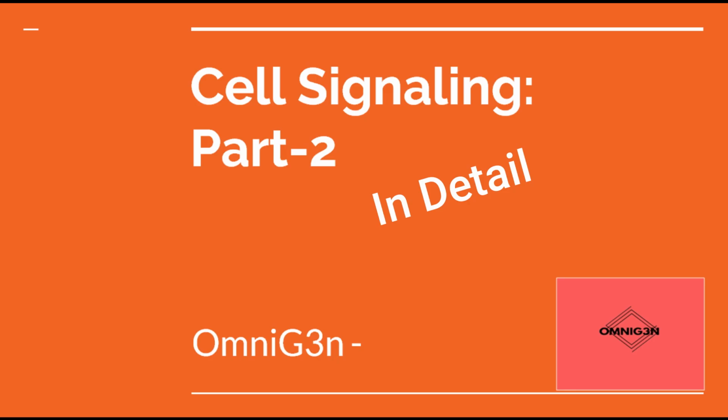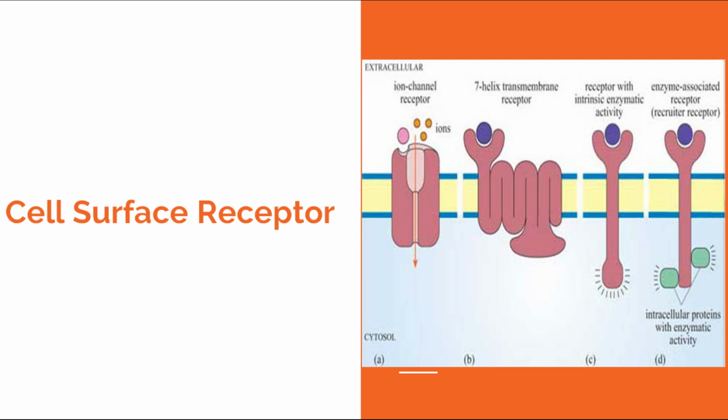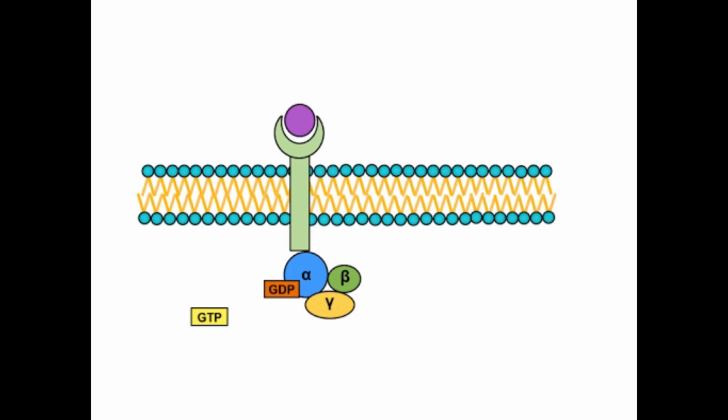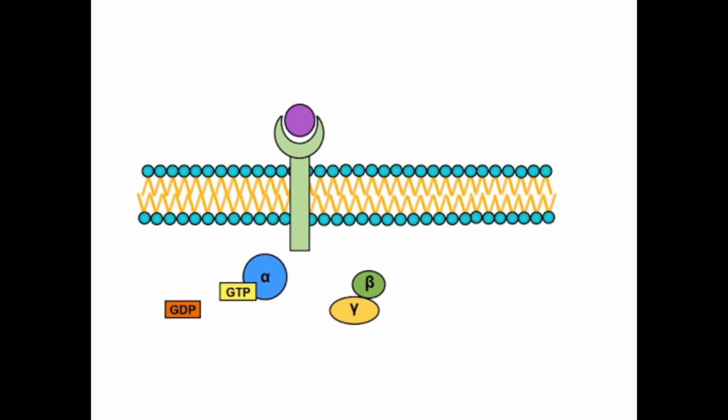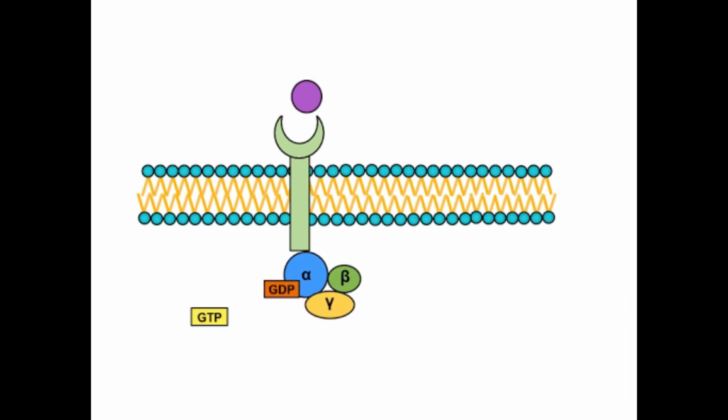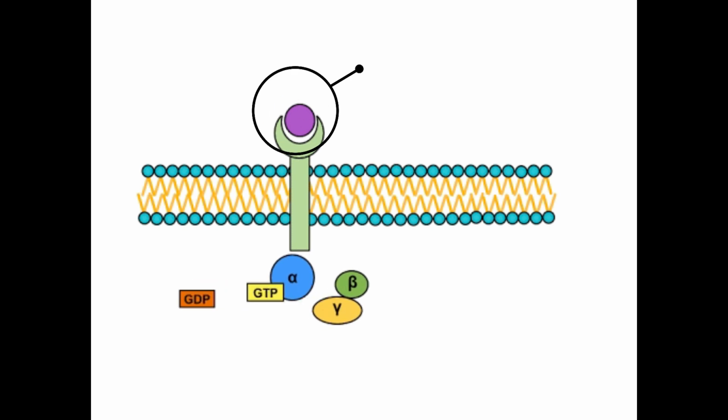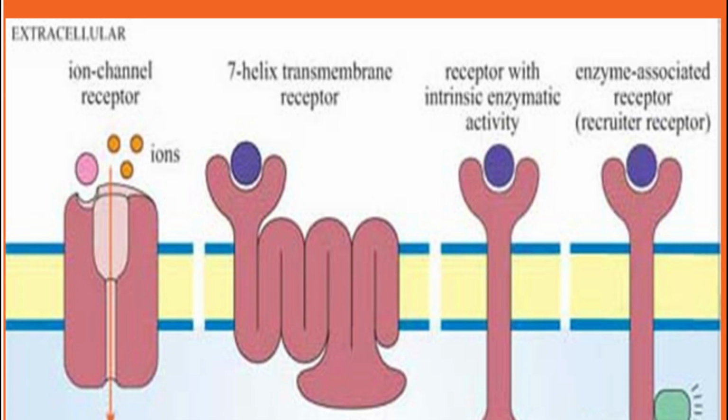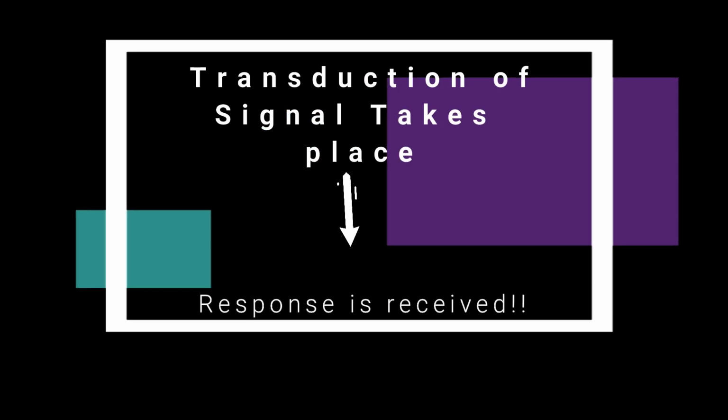In detail. Now, coming to cell signaling, the very common understanding is that a receptor is there on the surface of the cell most of the time, and there's a binding component that comes and binds itself to the receptor, just like a small molecule that comes and sits on it. It's called a ligand, and after that a transduction of signal takes place, therefore giving a response from the cell.